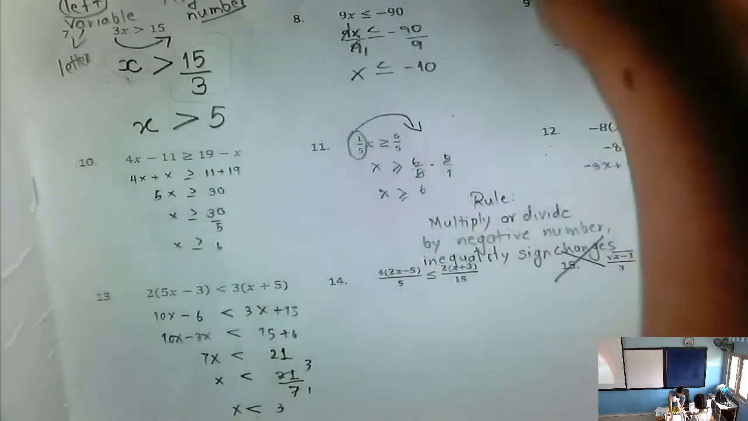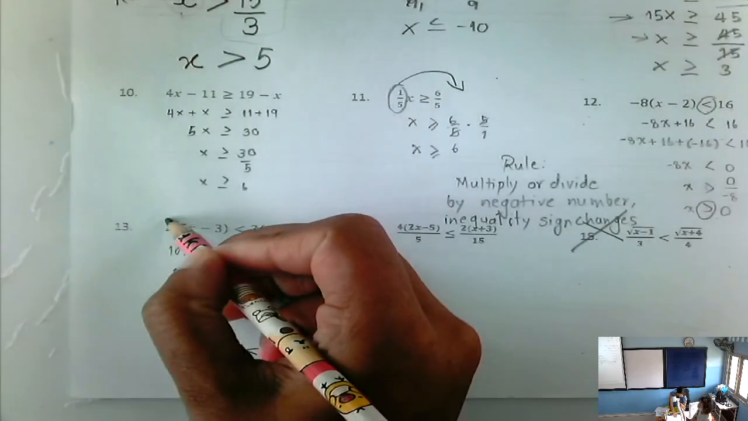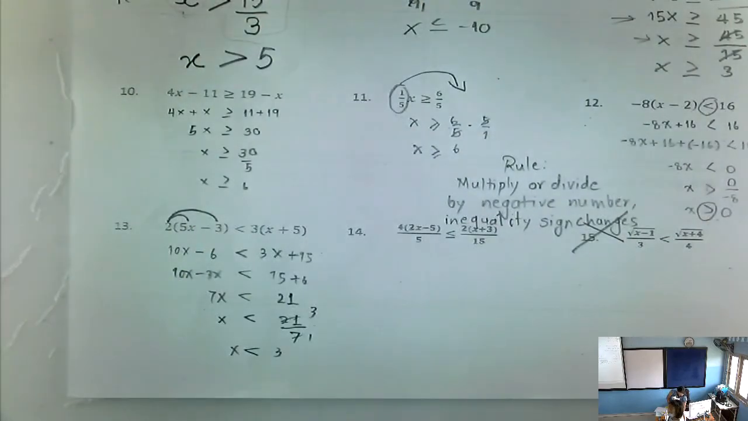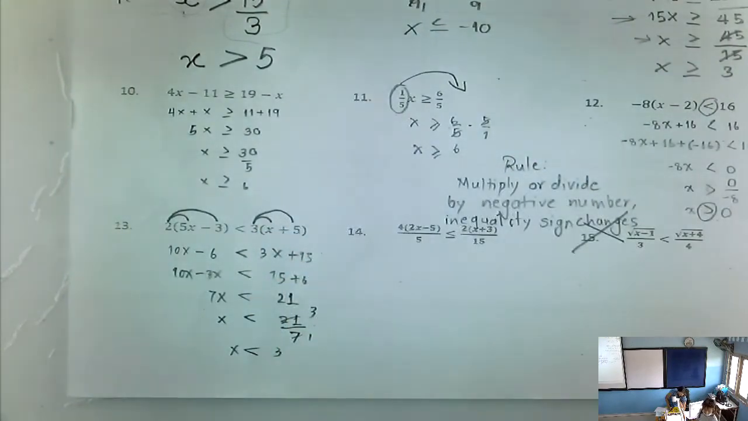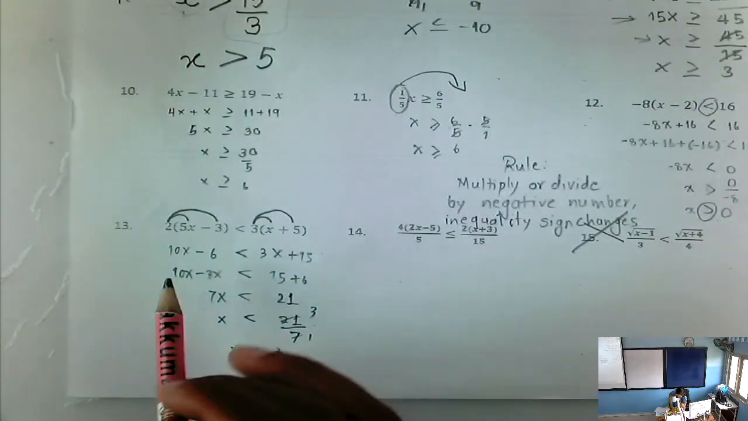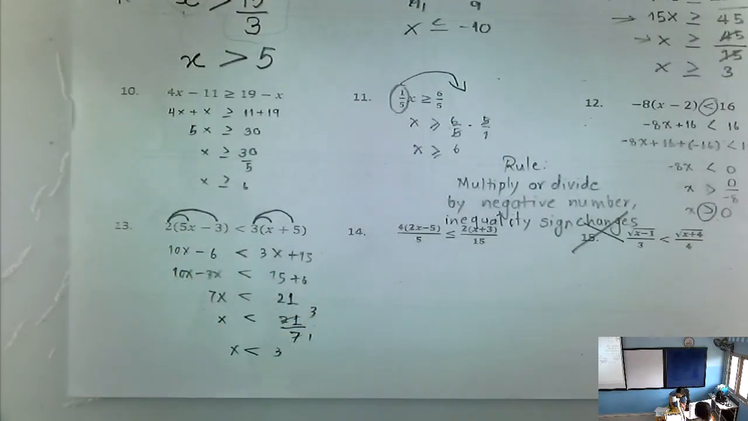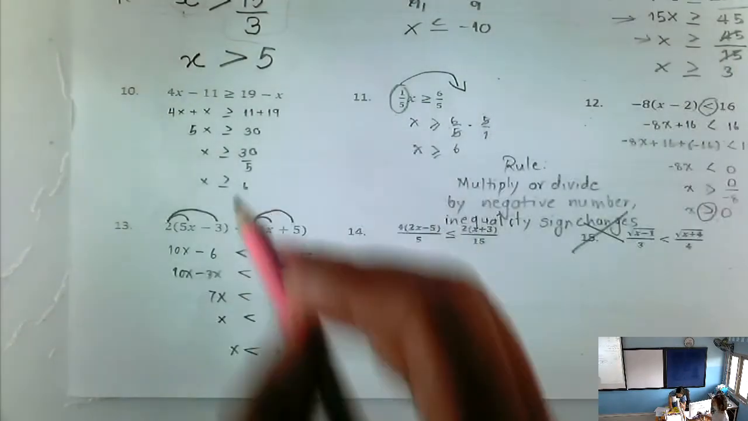Okay, in question number 13, first you have to multiply each term. Look at the first one. This 2 will multiply each of the term inside the bracket. Similarly, this 3 will multiply each of the term inside the bracket. So when you open, get the product like 2 times 5 is 10x. And 2 times 3 is 6. So after you get, it is just like question number 9 and 10.